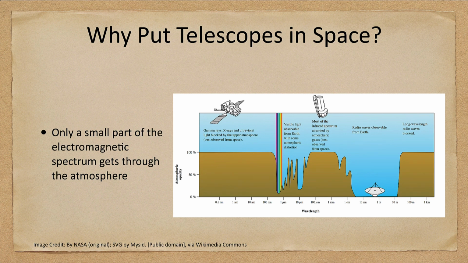So really the reason is that only a very small part of the electromagnetic spectrum can get through our atmosphere. And we've looked at this previously. Most of the visible light and part of the radio waves. Those are the two types of telescopes we have looked at so far. However, gamma rays, X-rays and ultraviolet do not make it through the atmosphere. Much of the infrared is absorbed by the atmosphere. So there are a lot of regions that we cannot see from Earth's surface.